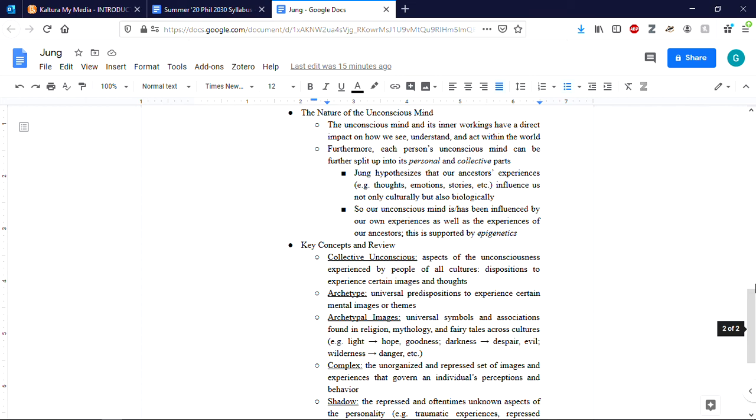So what Jung is getting at in this essay is that not only are we influenced by our own life, but we are also influenced genetically by the lives of our ancestors and their experiences and how they interacted with the world as well. So basically, our unconscious mind is and has been influenced by both our own experiences as well as the experiences of our ancestors. And we're finding out that this is actually supported by contemporary science, known as the field of epigenetics. You can look this up in your own time if you want.